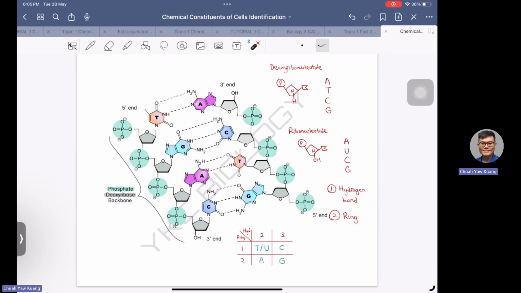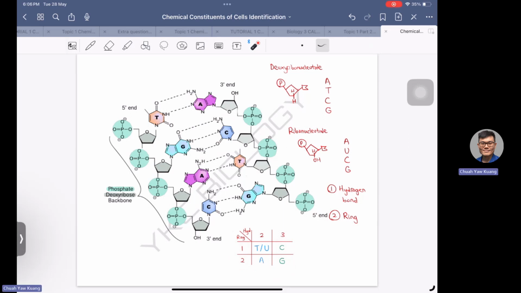I have summarized all of these into the table here. When there are two hydrogen bonds, those with one ring structure must be thymine. Those with two ring structures must be adenine. On the other hand, when there are three hydrogen bonds formed, those with one ring structure must be cytosine. Those with two ring structures must be guanine.